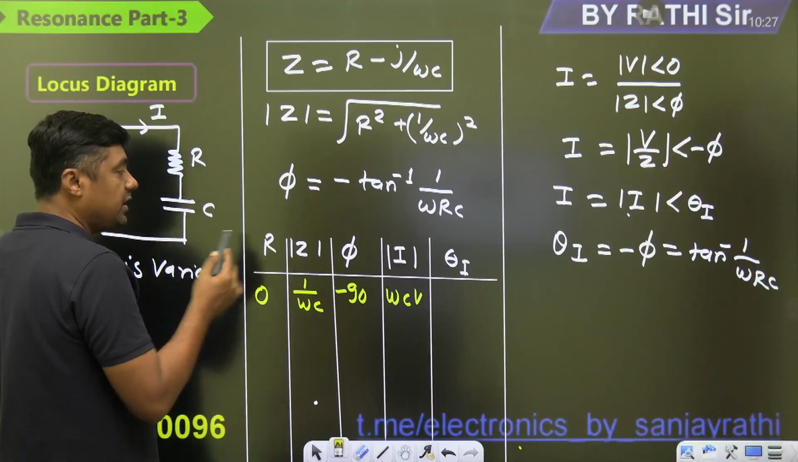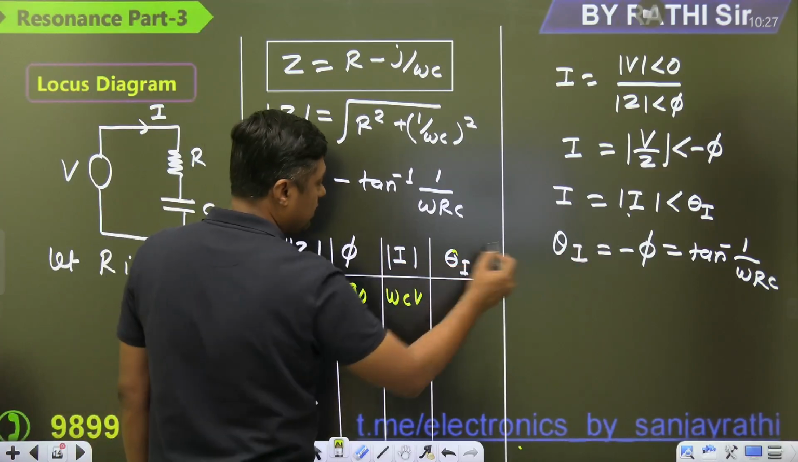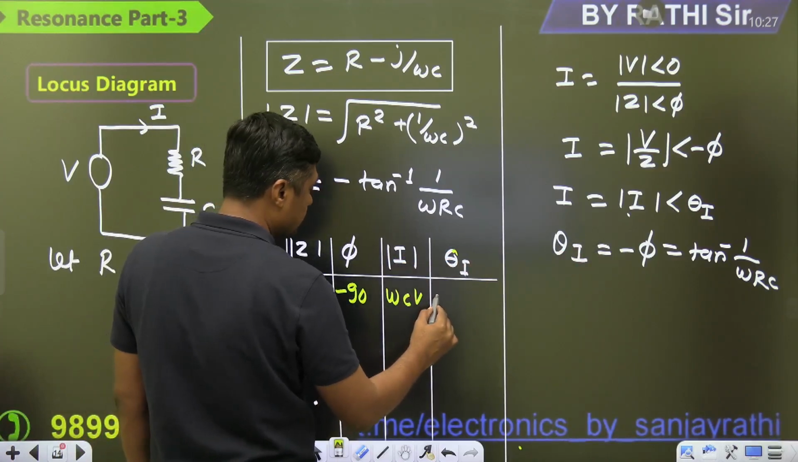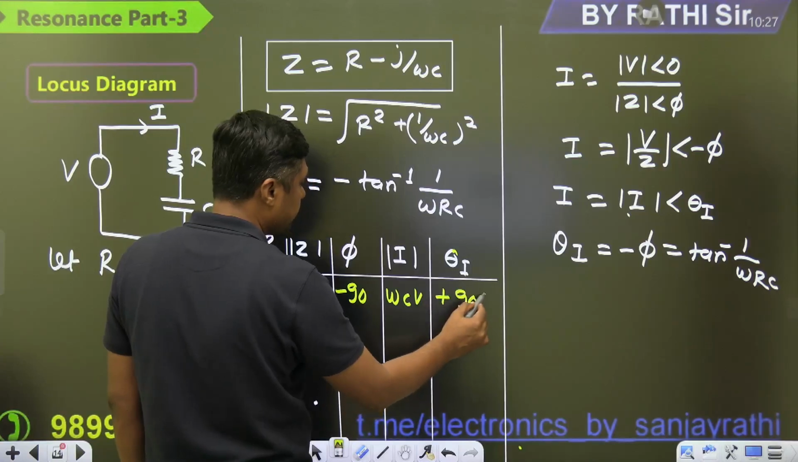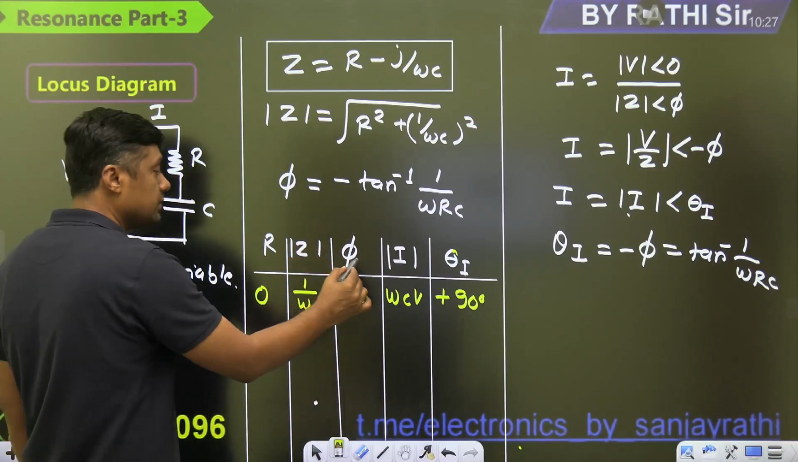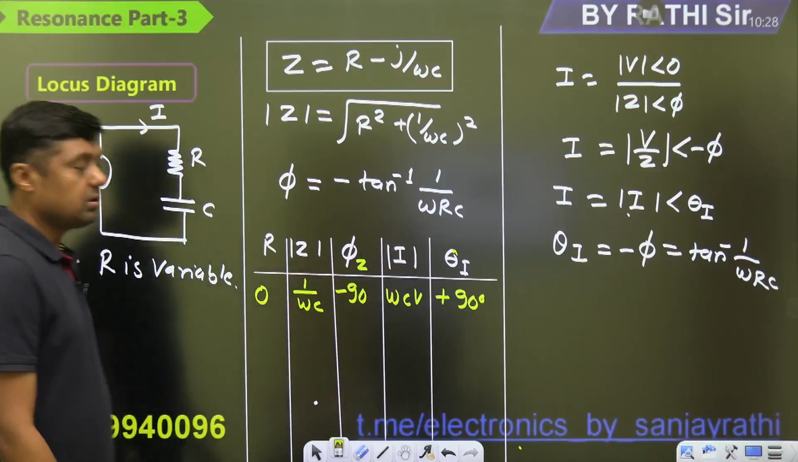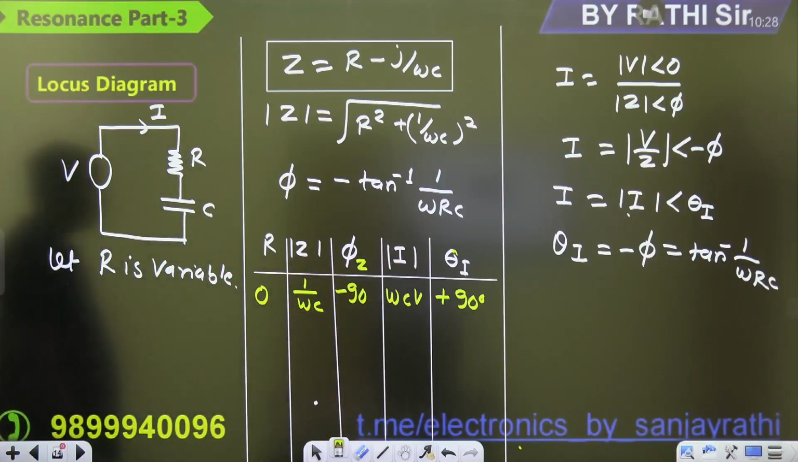And what is the phase, the negative of phi? Minus phi is what? This is the phi. It becomes plus 90 degree. So if it is minus, then it will become plus. This is the phase of impedance, and that is the phase of current, opposite: plus 90 degree. We are taking the voltage as a constant. So that is the value.